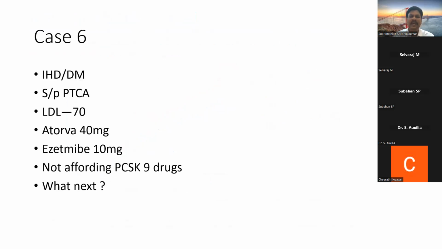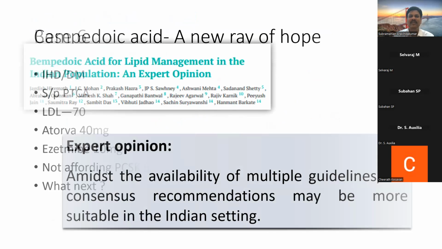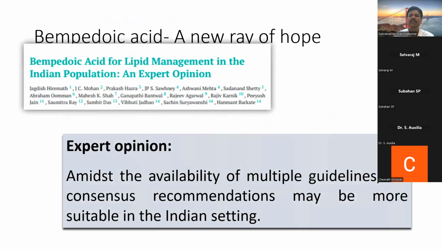Again, the next case scenario: post PTCA, diabetes, LDL of 70. So I need LDL of 50. Atorvastatin 40 milligram, ezetimibe 10, not affording a PCSK9 drug. What next? So then comes bempedoic acid.